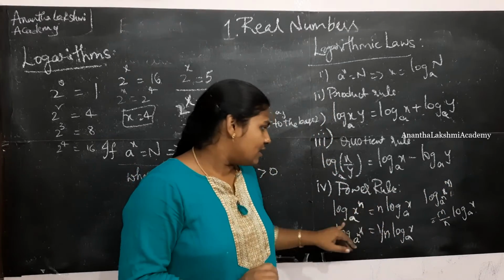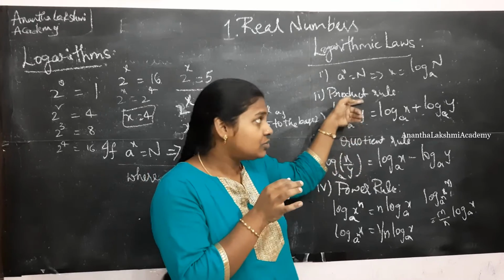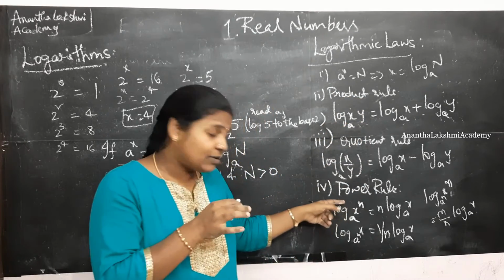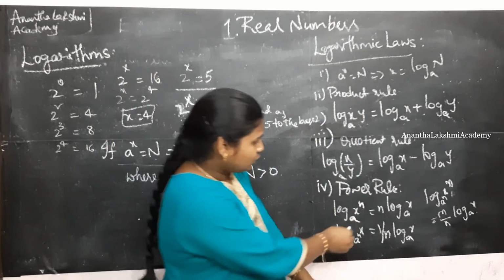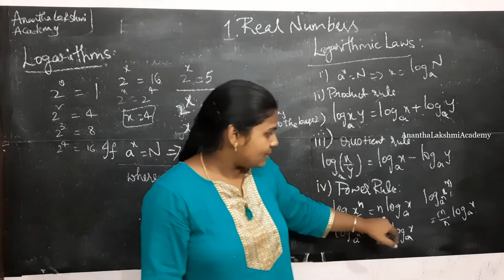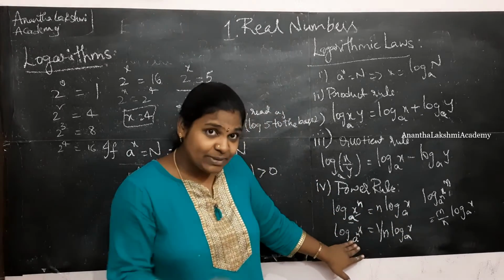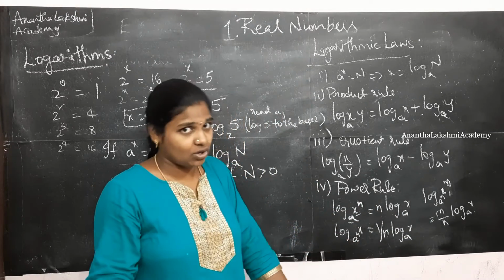Quotient rule is when you do division. Product rule is when you do multiplication. Power rule is when you have a power either on the number or on the base. When you have a power on the number, then it becomes n log. When you have it on the base, it becomes 1 by n multiplied with log x to the base a.